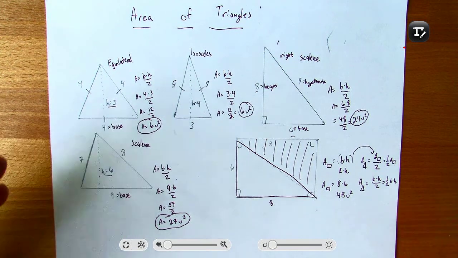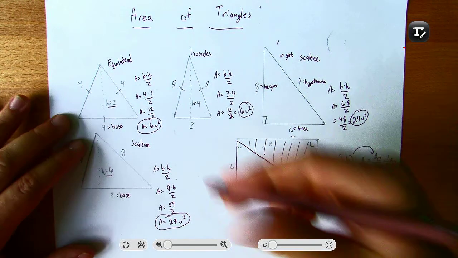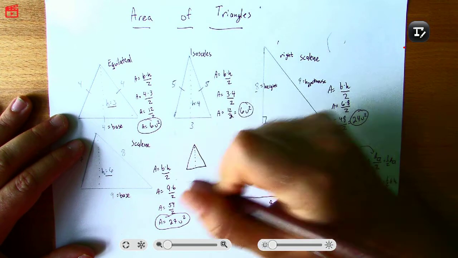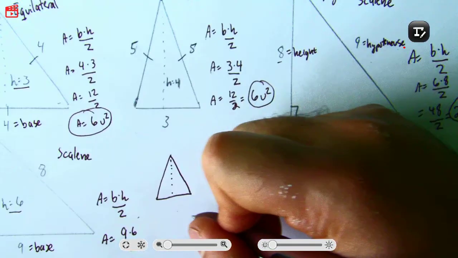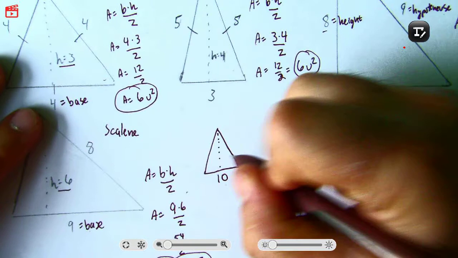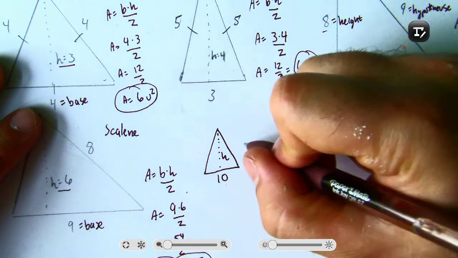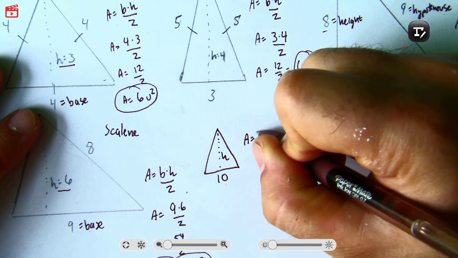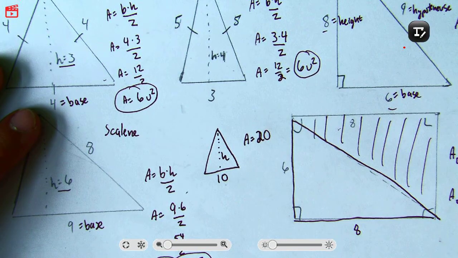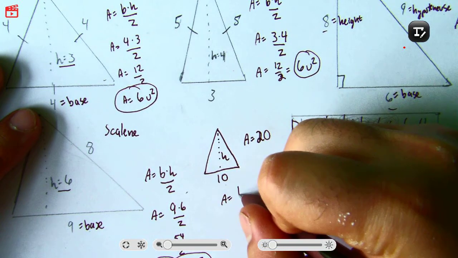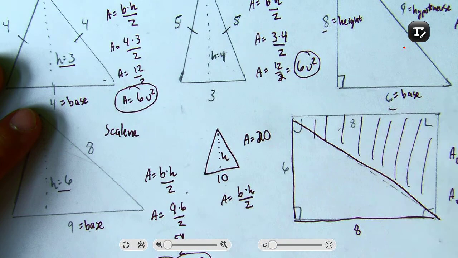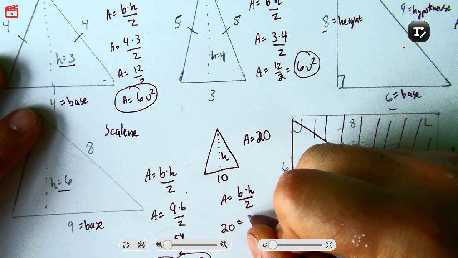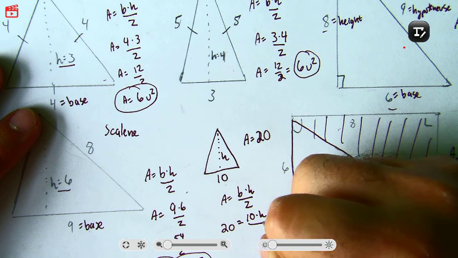Now, of course, there's ways to work it backwards. Let's say you have a triangle like so, where you know your base is 10. You don't know your height, but you know the area is, I don't know, 20, let's just say. So we can set that up. Area equals, formula we know, base times height over 2. 20 goes on the left side. Base is 10 times something over 2.